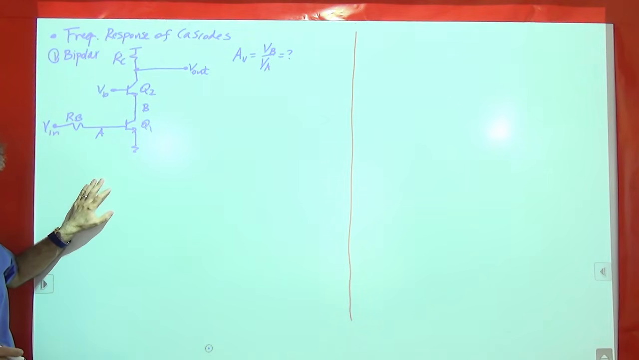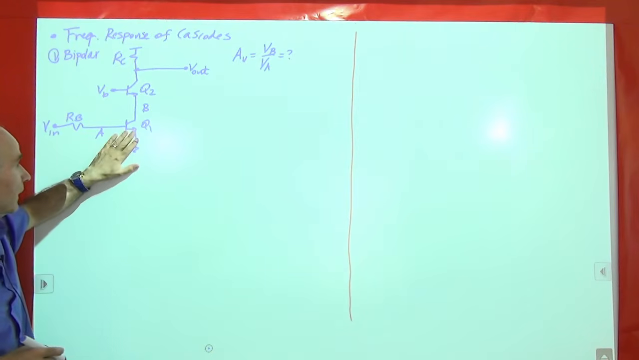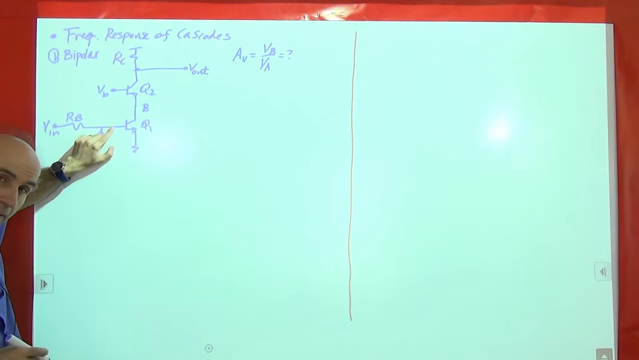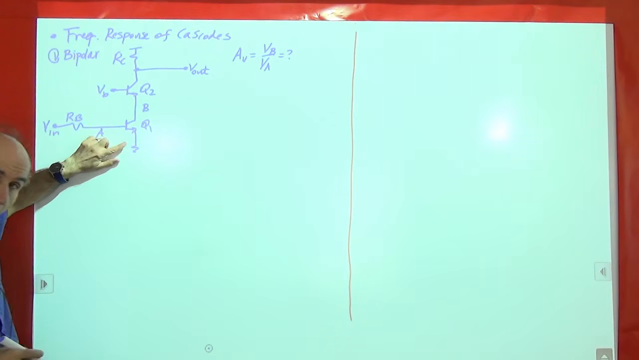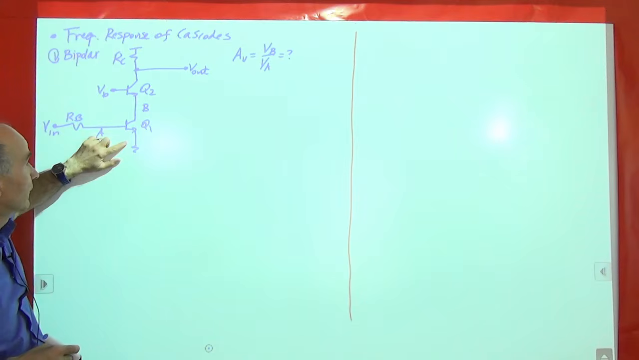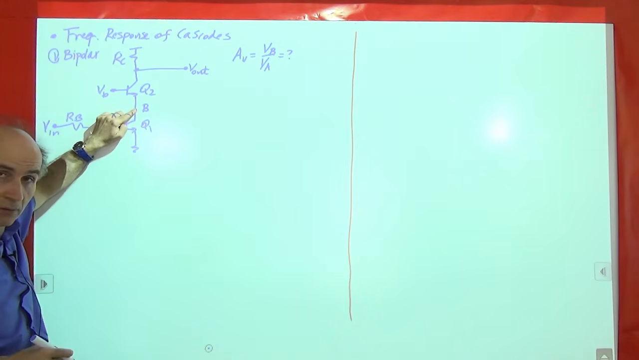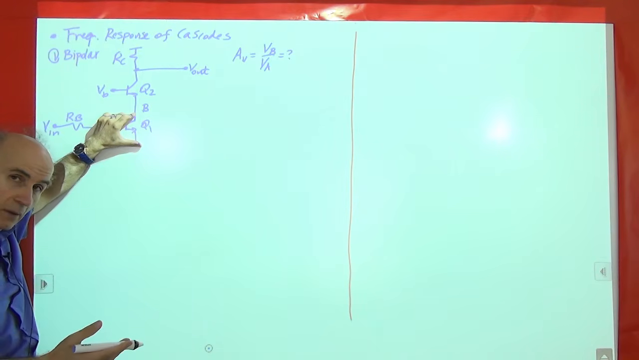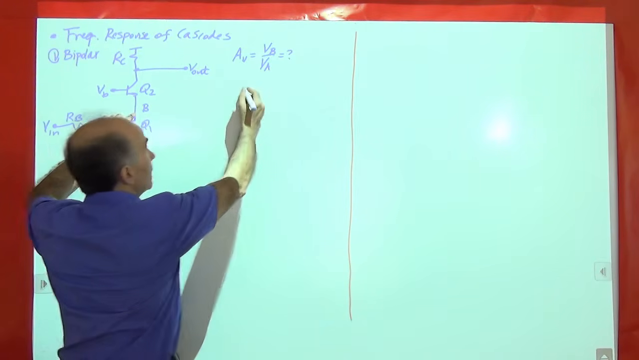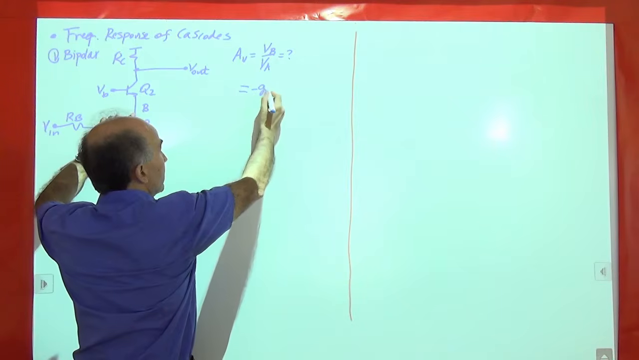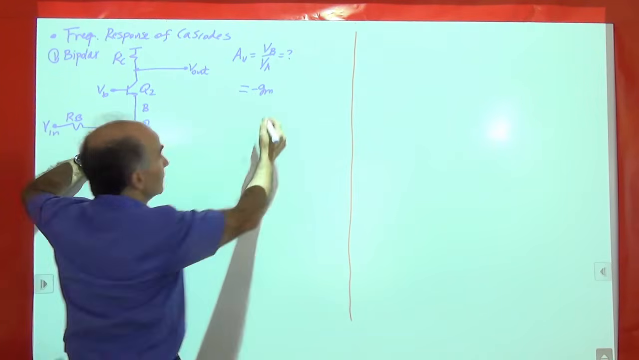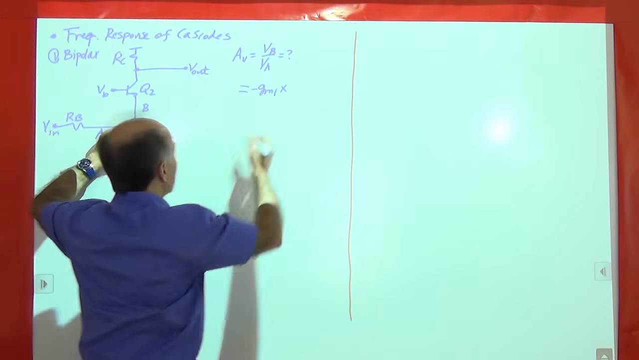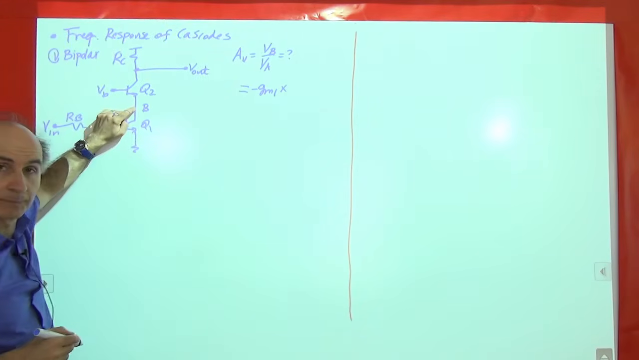Okay, well, if I look at Q1 very carefully, I see that VA is applied at the base, the emitter is AC grounded, and the output of interest is at the collector. So Q1 acts as a common emitter stage. So the gain is simply given by minus gm of this device times the resistance that we see at this collector, right?